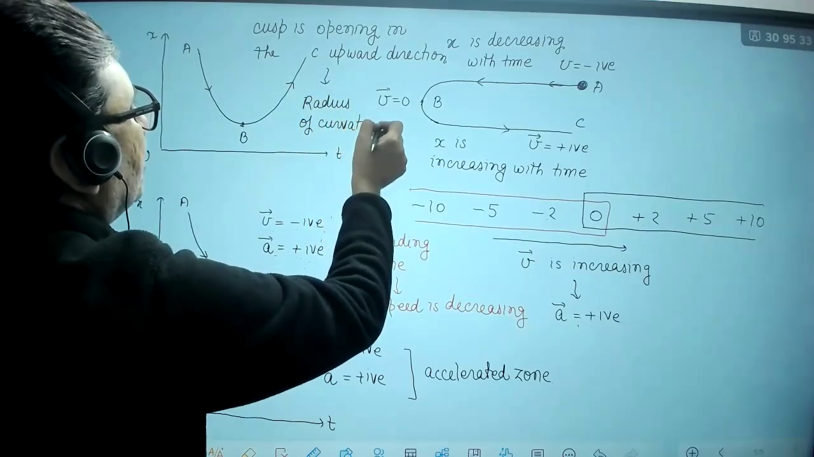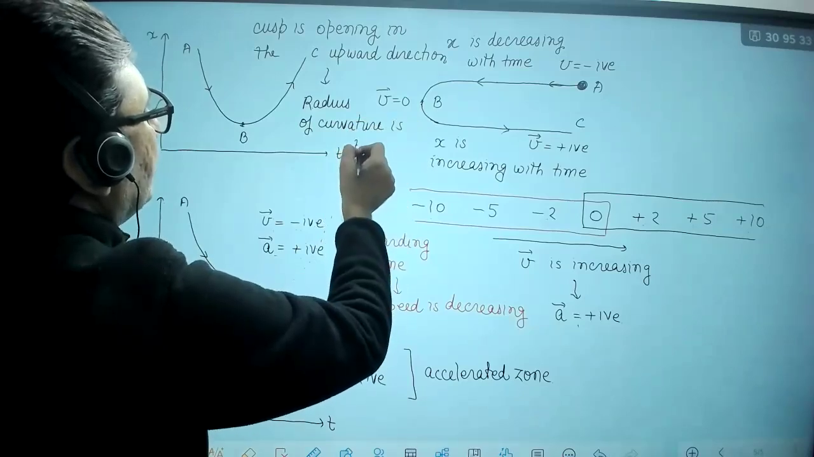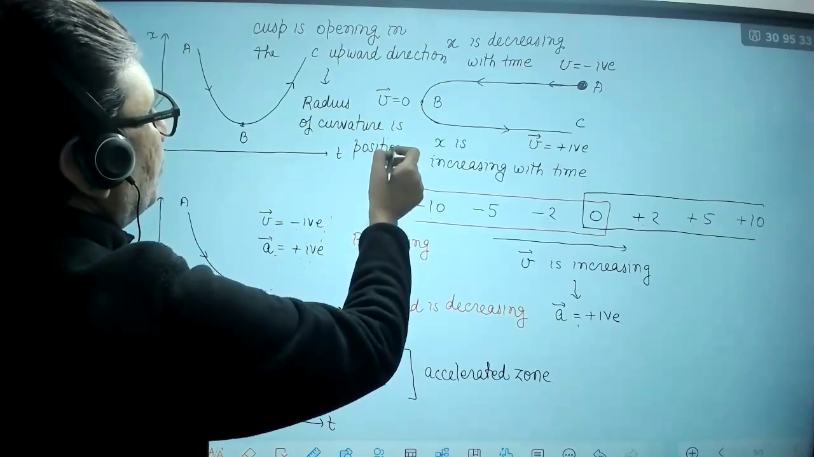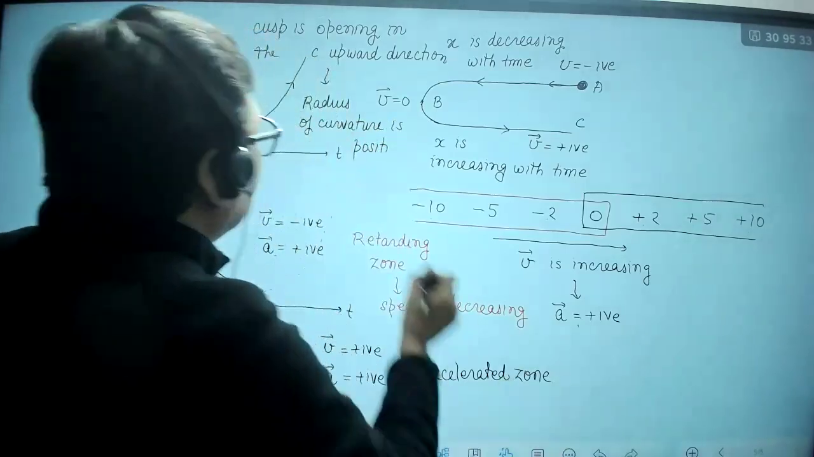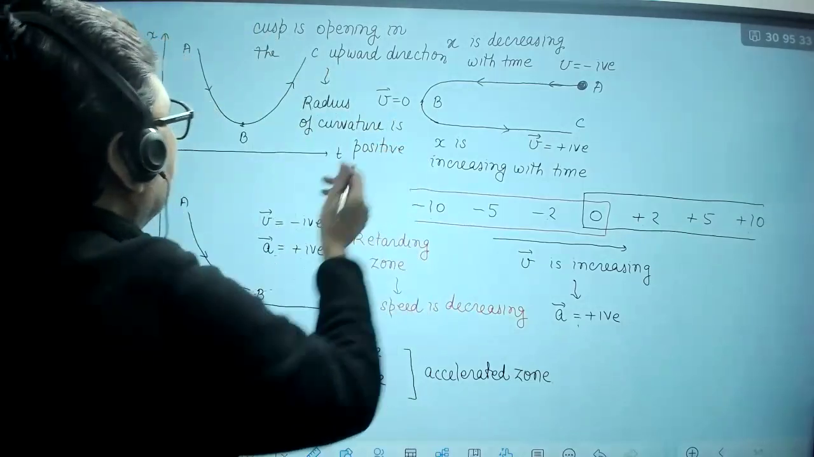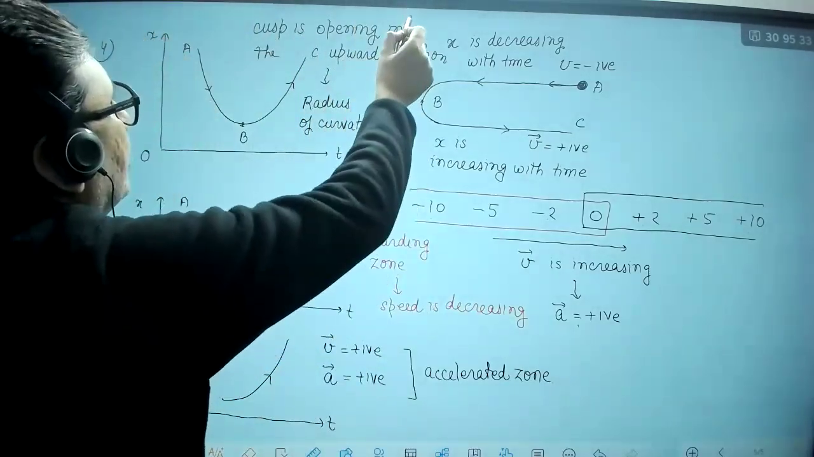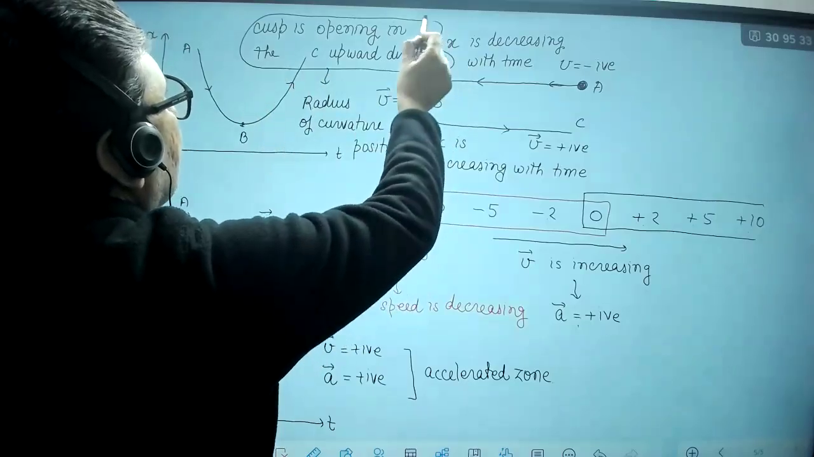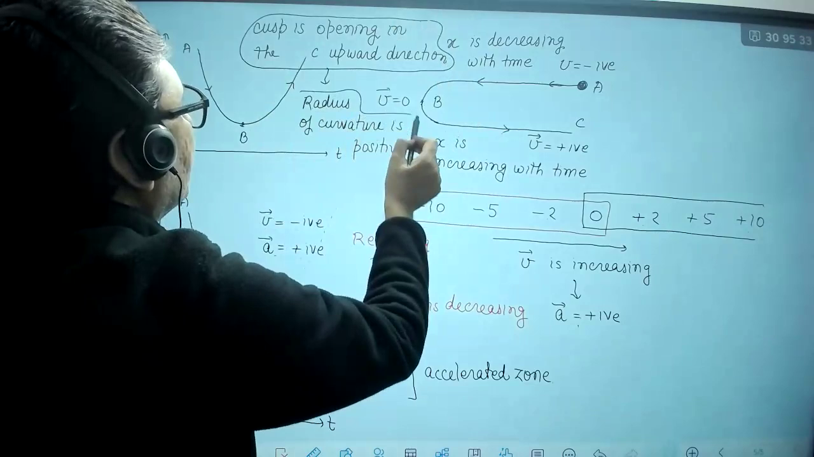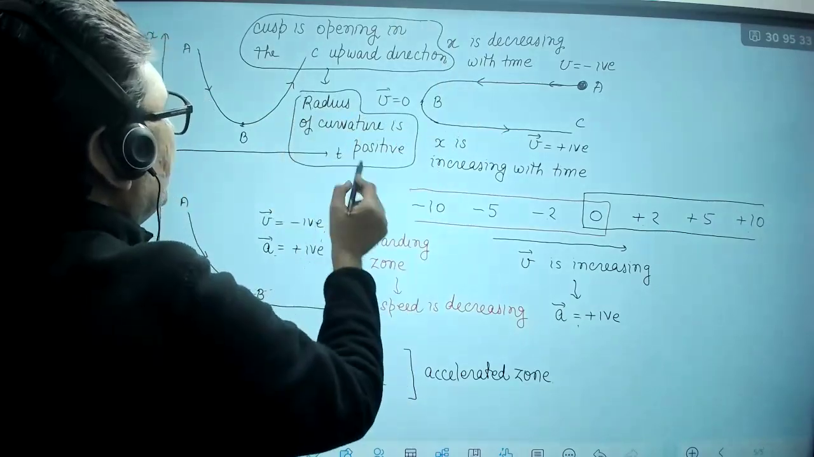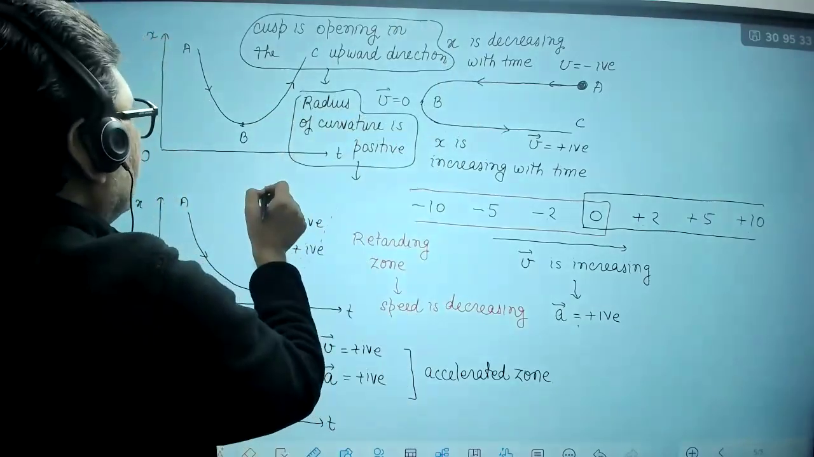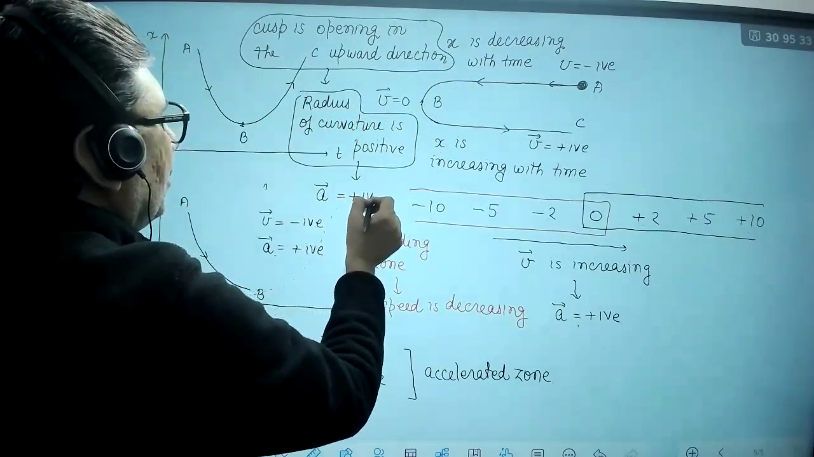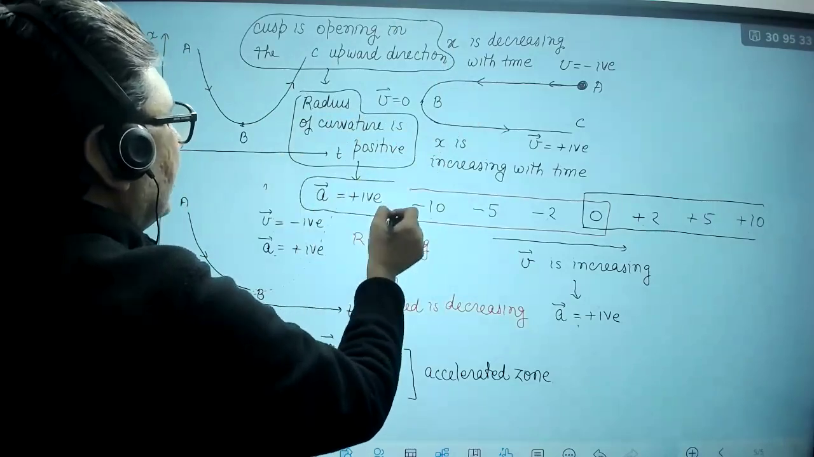Curvature is positive, and whenever the radius of curvature is positive, or the curve is opening in the upward direction, then acceleration is always going to be positive. Remember this. Whenever this type of situation comes into the picture, acceleration will be positive. Remember this directly without analyzing anything.